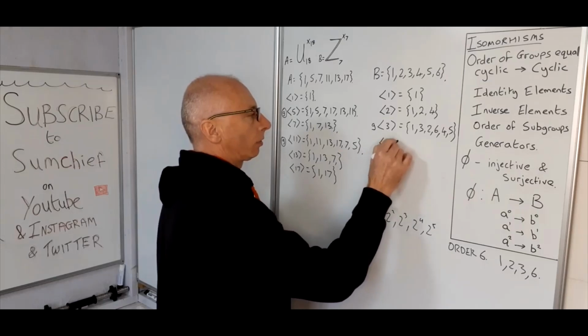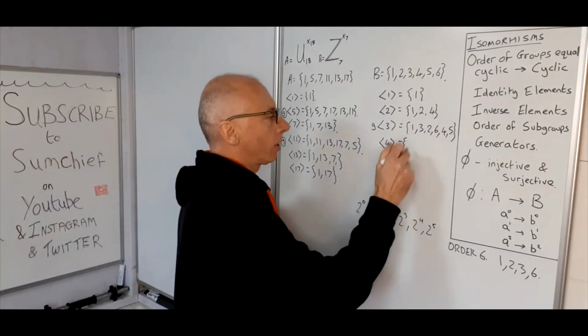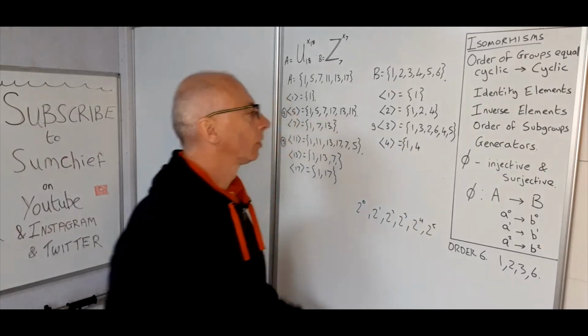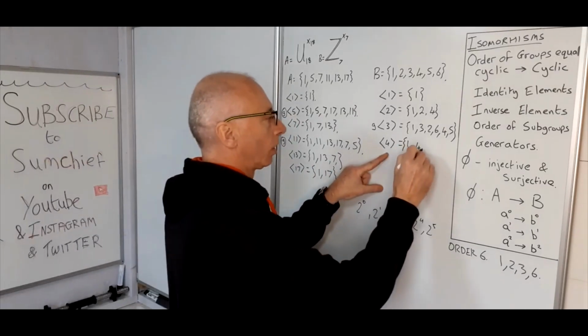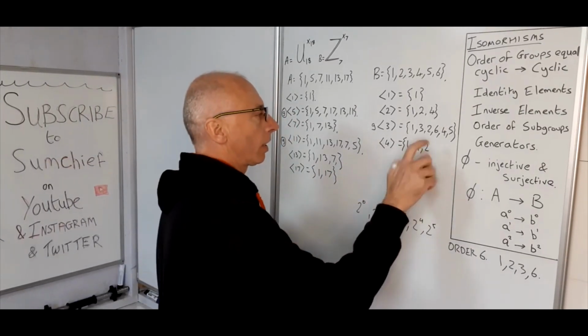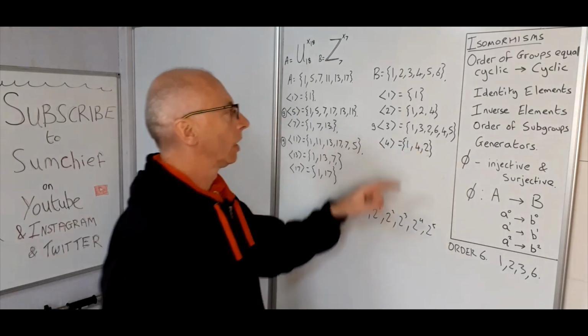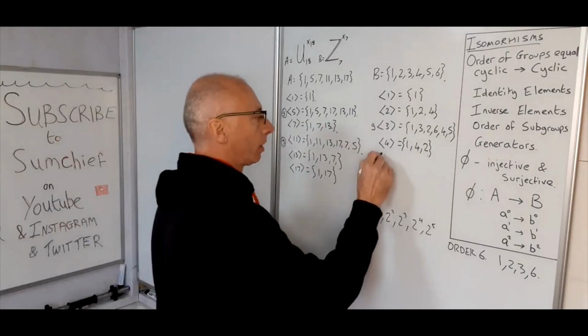Let's try 4. Okay, again, start off with 1 and 4. 4 4s are 16, mod 7 is 2. 2 4s are 8, mod 7 is 1. So here's a group here of order 3. So 2 and 4 are both of order 3.